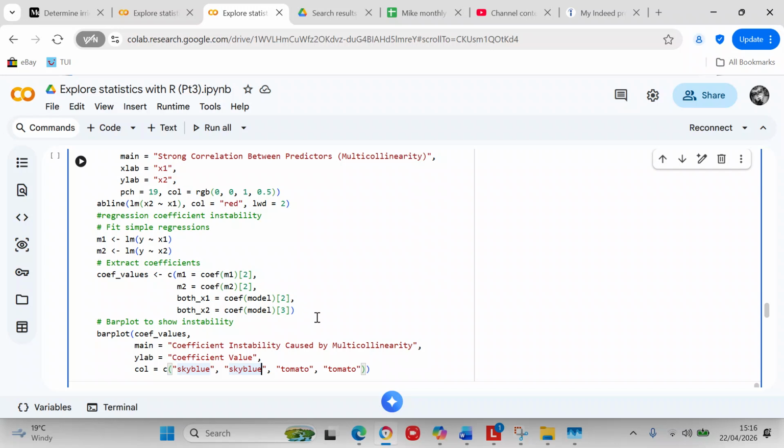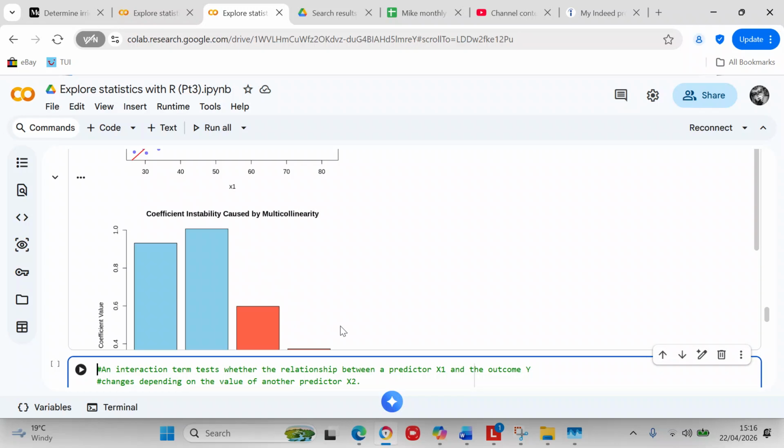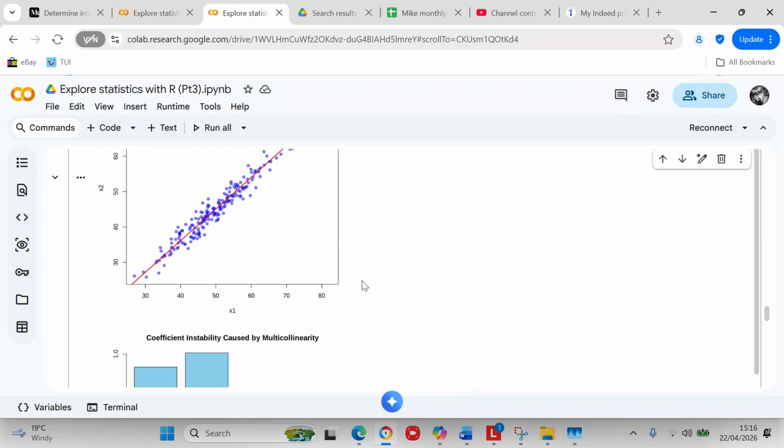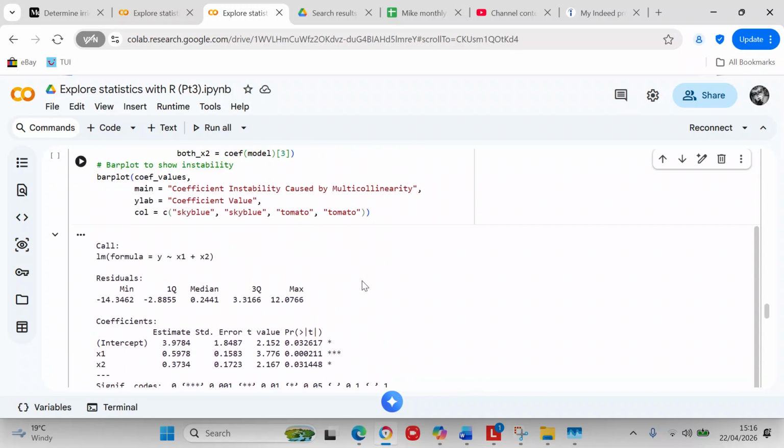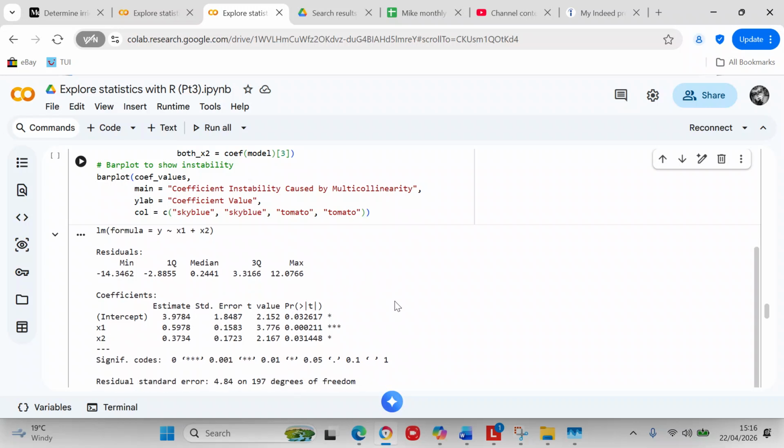And then we're going to create a bar plot to show instability. So barplot, brackets, coef values, comma, main as your title, coefficient instability caused by multicollinearity. ylab is the label on your y-axis, is coefficient value. Your color is going to be a vector being sky blue, tomato, and tomato. And then we're going to come down here.